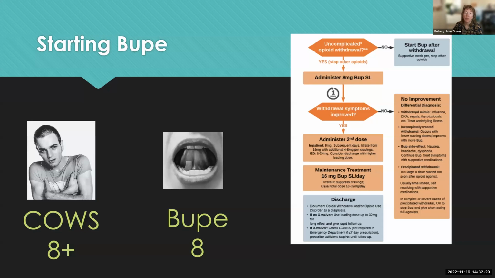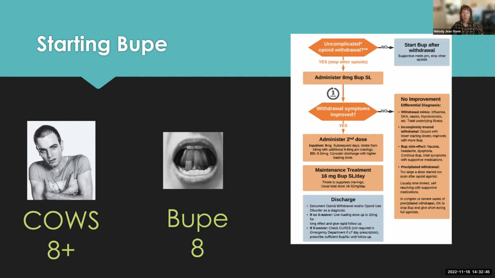Okay, starting Bupe. Here's the fun part, starting buprenorphine. Because it is a partial agonist with a higher affinity than most other drugs, you want someone to be in slight withdrawal before you start it.